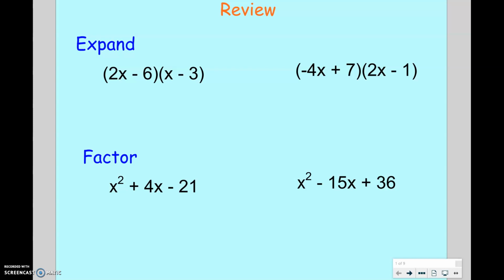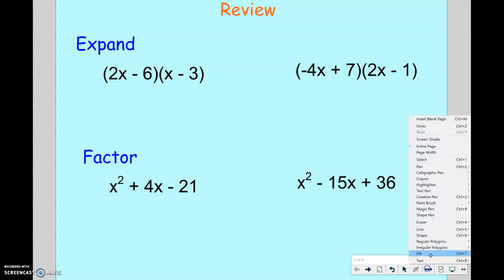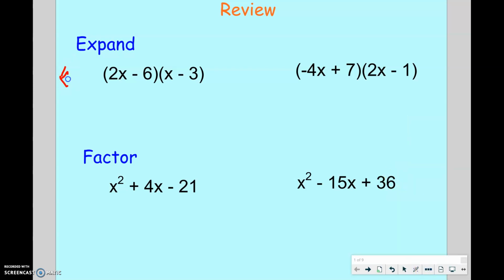So remember when we talked about using a couple different methods, I showed you how to use the FOIL method. We also use the box method. So if we're expanding these binomials, I'm going to do FOIL first for this one. Okay, so I'm going to use the FOIL method here.